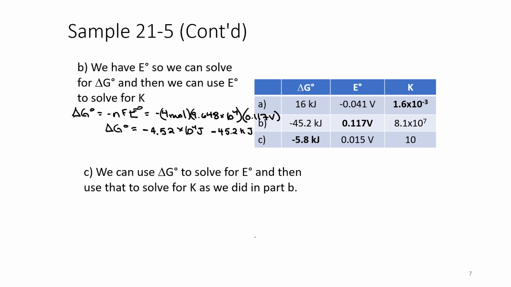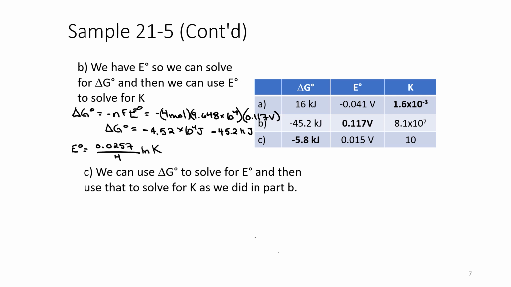All right, so we had a positive voltage, that screams spontaneous. We have a negative delta G, that's also spontaneous, so that looks good. Now we're going to solve for K. I'm going to say that our standard voltage is equal to 0.0257 over our n, which is 4, times the natural log of K. And K is what we're looking for.